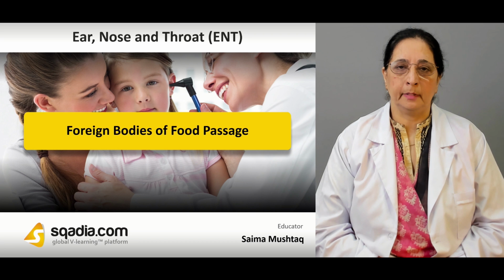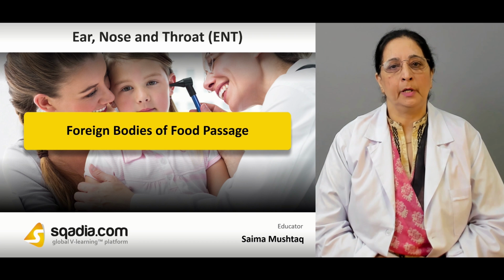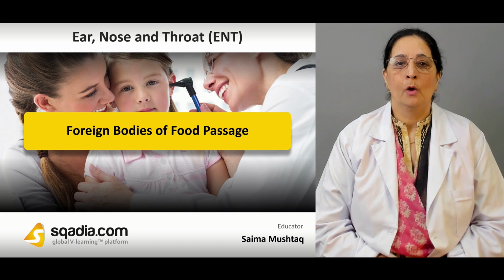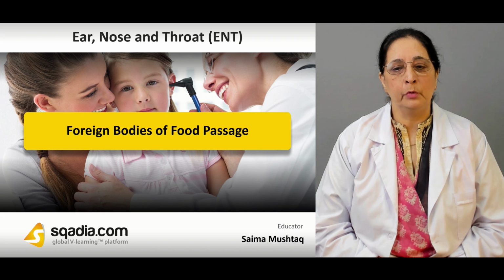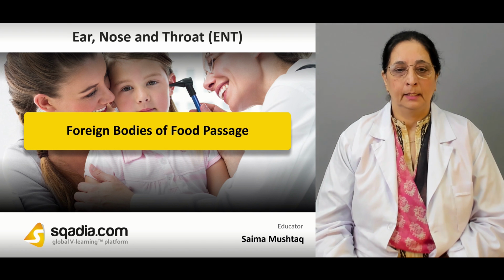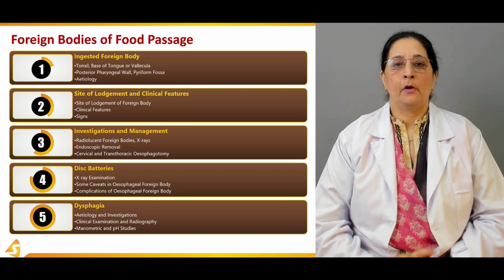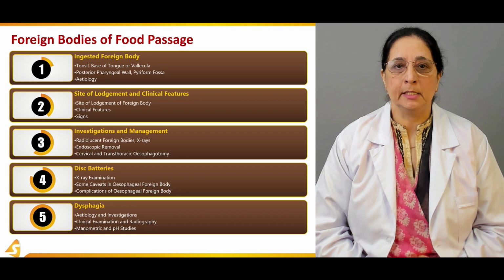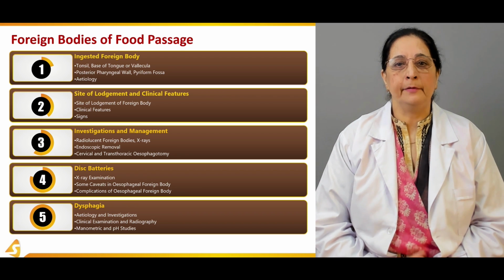My name is Saima Mushtaq and our today's topic of ENT is the foreign bodies of food passage. This topic of foreign bodies of the food passage we will cover in 5 different sections.